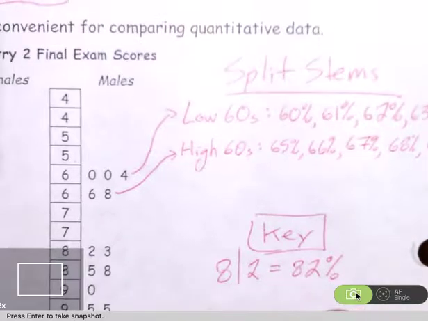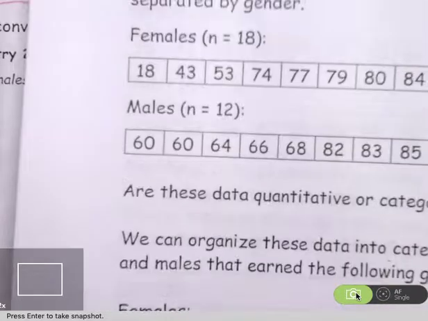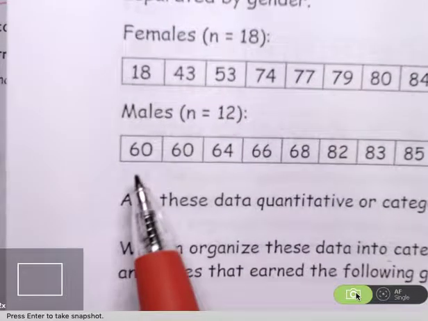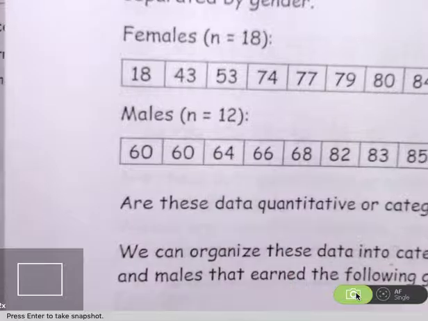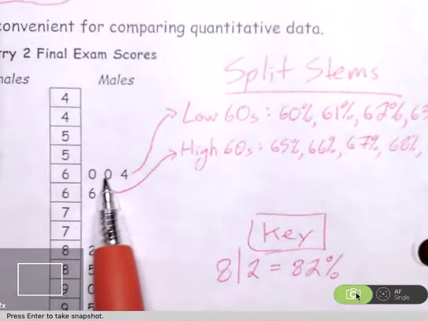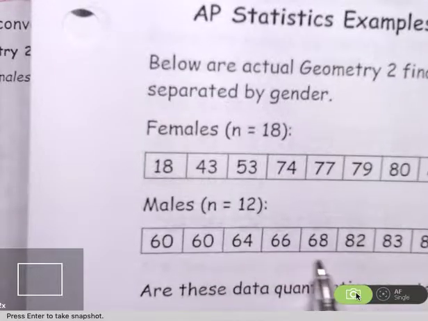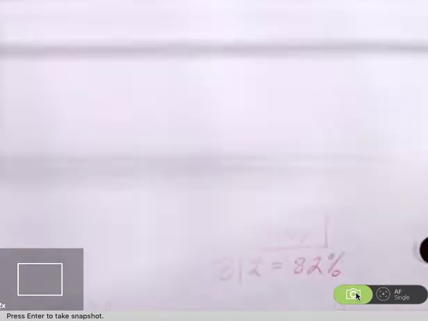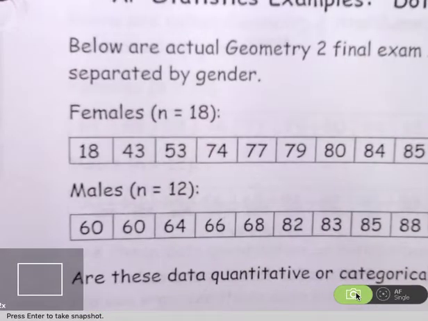If you actually look at the data for the males, here is the data table from the front page. Notice there are scores of 60, 60, and 64. So those leaves of 0, 0, and 4 would be in the low 60s. There they are. There were 2 scores in the upper 60s, the 66 and the 68. So that explains the leaf of 6 and 8. There are no leaves in the 70s because no one scored in the 70% range.